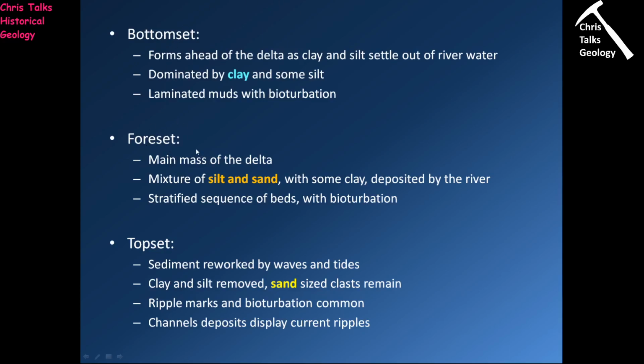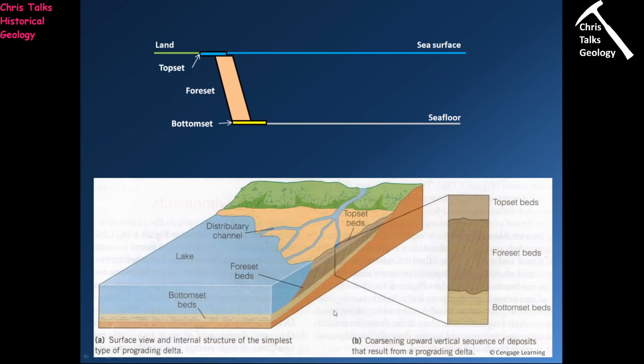Now this represents the main mass of the delta. So it's a mixture of silt and sand, which is being deposited by the river as it enters your body of water, be it your lake or your ocean. And so if we just go to this slide here, essentially what we're looking at is the foreset beds are being deposited right there, and essentially it's the material that's being dumped underwater, and it forms this area here, which is going to be our foreset. Okay, now that's going to make up the vast majority of the bulk of our delta.